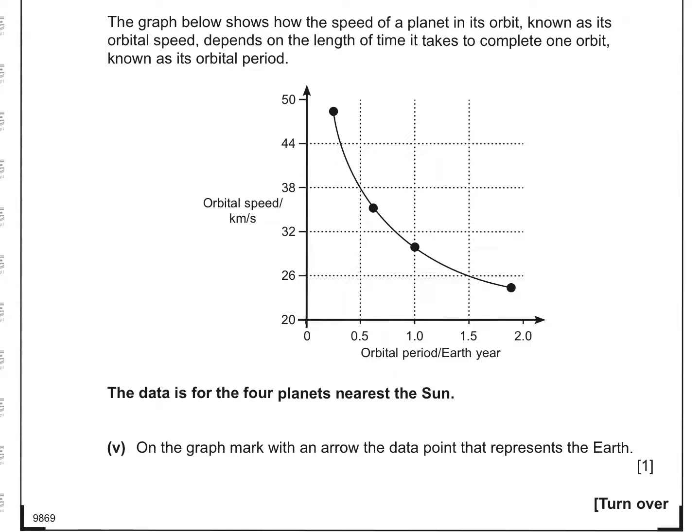The graph below shows how the speed of a planet in its orbit, known as the orbital speed, depends on the length of time it takes to complete one orbit, known as the orbital period. So we have orbital speed going up the side here, and we have orbital period going along the bottom. And the data is for the 4 planets nearest the Sun. On the graph, mark with an arrow the data point that represents the Earth. So again, you need to think about your my very excellent memory just served up 9 planets.